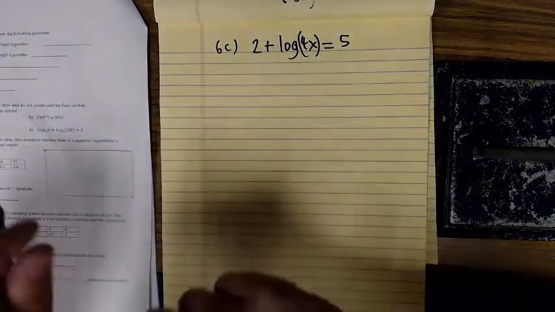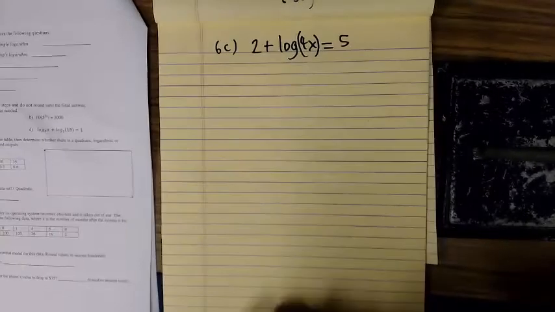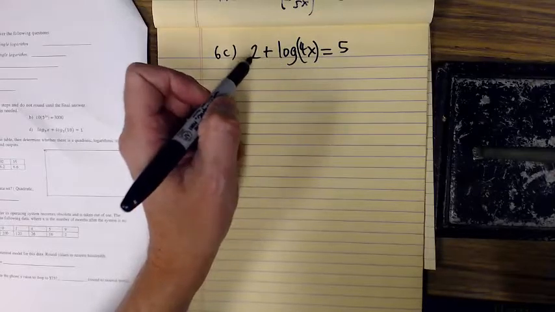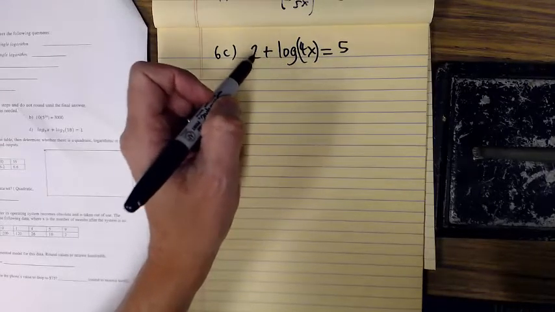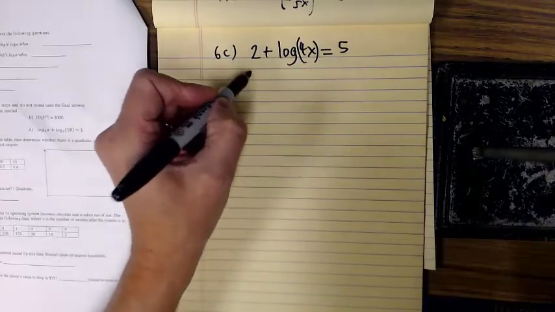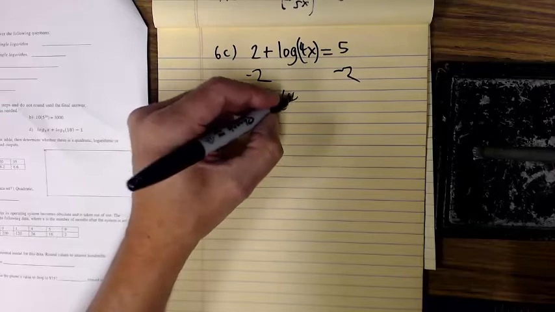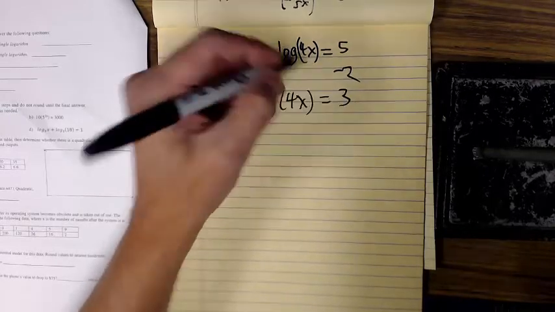Okay, so we want to isolate, just like we did in the previous problems, the logarithm and get the logarithm on its own. And right now it's got this 2 with it, and it's being added to it, so I'm going to subtract 2 on both sides. And that's going to give me log 4x equals 3.